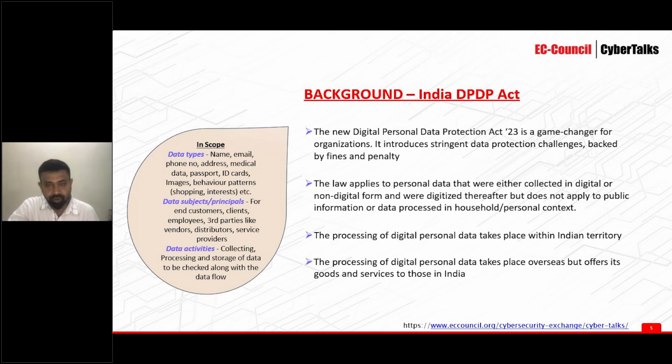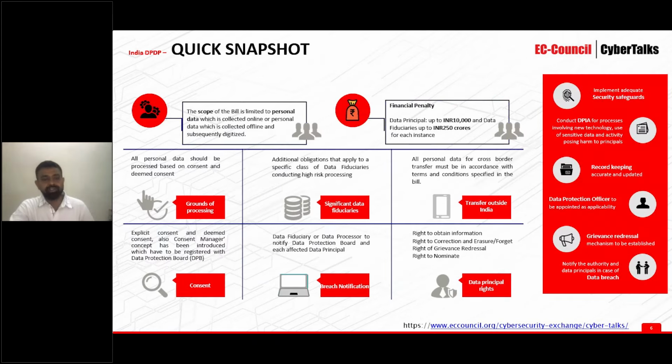With that, we will just move forward. This was a very basic background about the act, and I'll just try to give you a quick snapshot. Will not spend much time. The scope of the bill is limited to personal data, as I've talked about, collected online, or personal data which is collected offline and subsequently digitized. That's a very, very significant and important point.